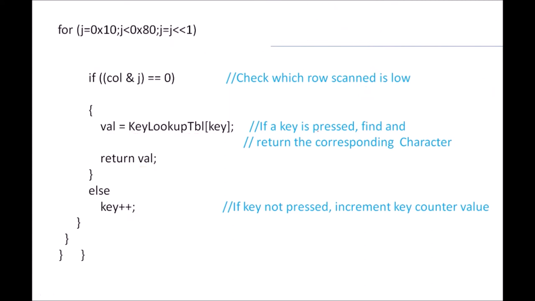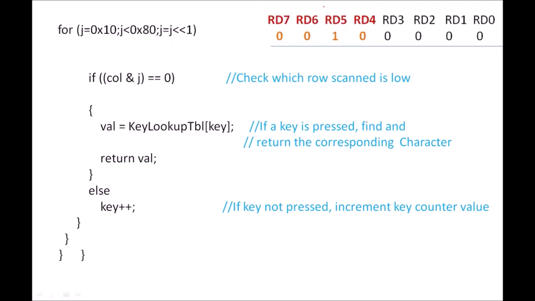So what will happen when we shift J in the left direction? Now we are checking this key. So we are ANDing the column data with this value. We'll check the result. RD5 will remain as it is, and all other bits will be 0. So if the key of this column is pressed by the user, you'll get 0H. If the key is not pressed, then we'll increment the pointer. The pointer is incremented here, so it will point to the next key of the lookup table.